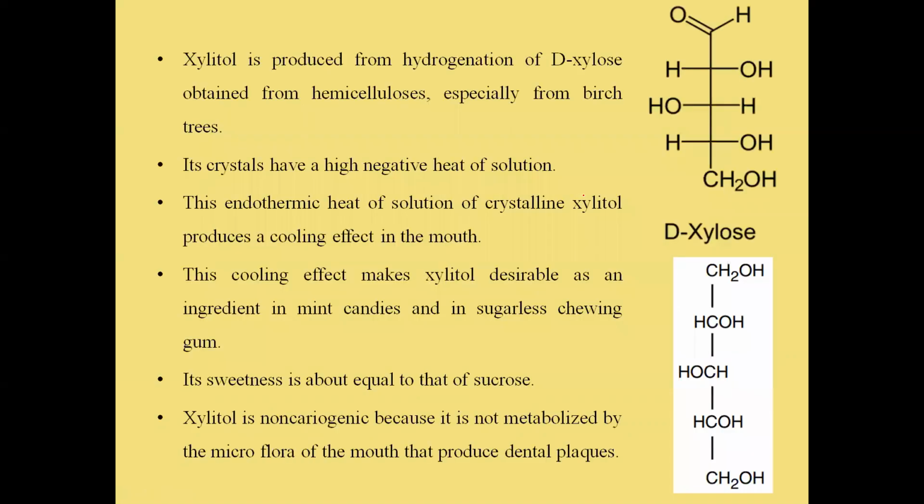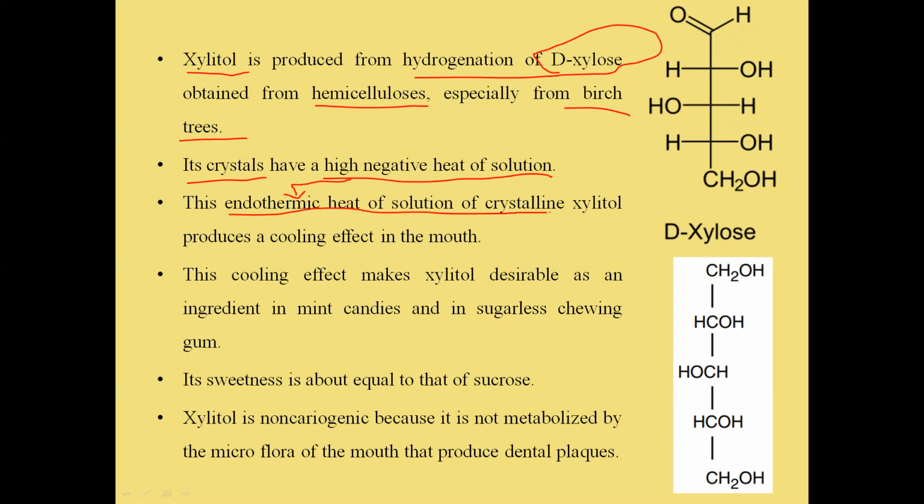Moving on to the next sugar alcohol, xylitol, which is produced from hydrogenation of D-xylose. Xylose is a pentose sugar and the primary building block of the polysaccharide hemicellulose. This hemicellulose is mainly found in the cells of plants, especially in bush trees, where it is abundant. The crystals of xylitol have a high negative heat of solution, that is, they take part very effectively in endothermic reactions. This endothermic heat of solution of crystalline xylitol produces a cooling effect in the mouth.